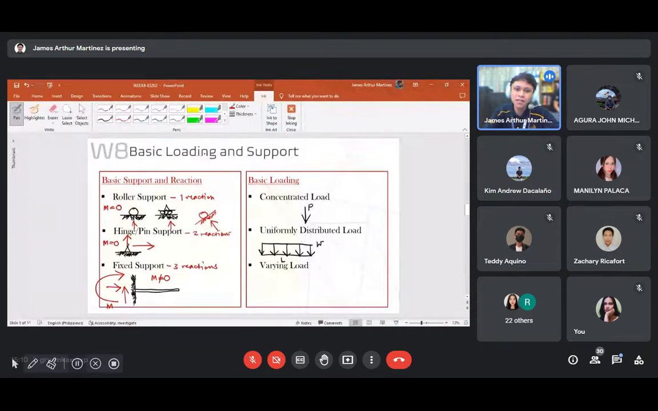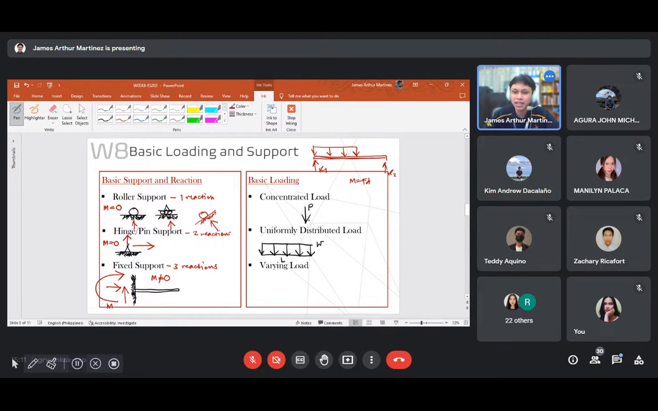Now, the question is, if you take a moment, for example, there is a location at reaction 1 and reaction 2 of the beam, and you have a uniformly distributed load acting at this region of your beam. So how do we solve for it? If you take a moment at R2 or R1, you can solve it, because we are used to the fact that moment is equal to force times distance.